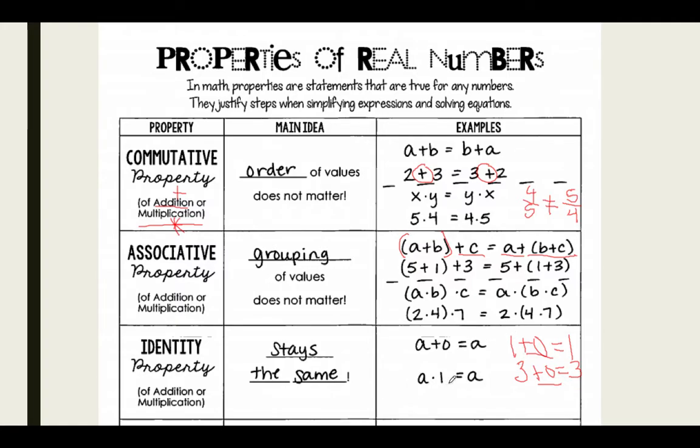If you multiply by 1 to anything, it's going to equal that thing. So a times 1 is equal to a. So 3 times 1 is equal to 3. 4 times 1 is equal to 4. Negative 6 times 1 is equal to negative 6. So identities are something that you can add to whatever, and it's not going to change the value of that thing. So a plus 0 is still going to be a. A times 1 is still going to be a.